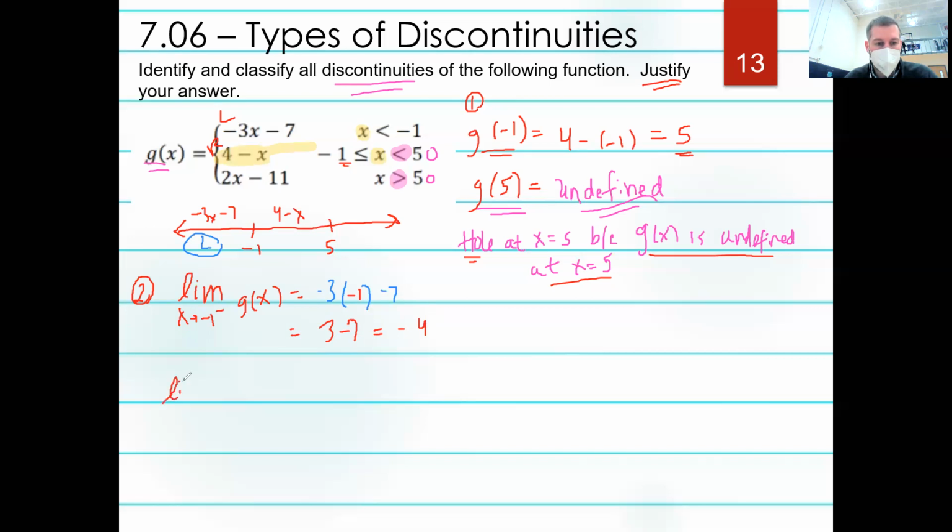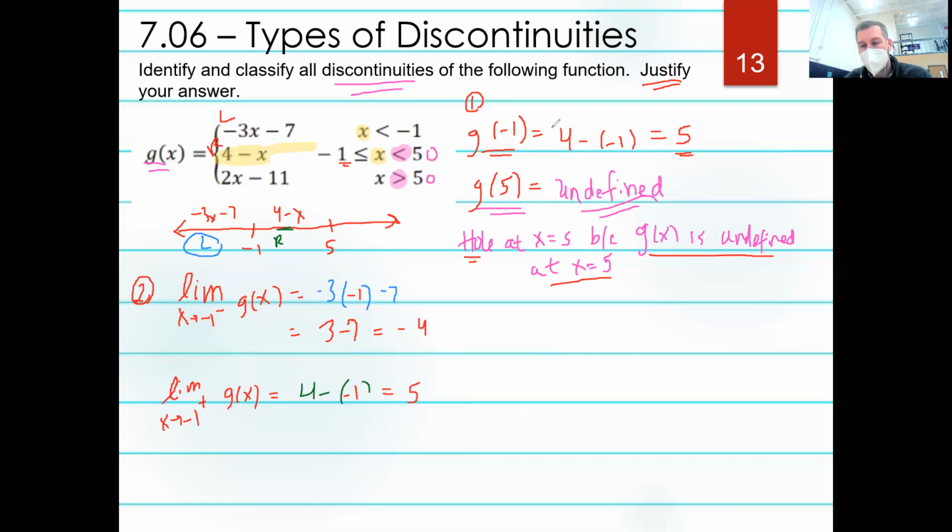Now let's do the right. Let's find the right-sided limit to see if we have maybe a jump or removable discontinuity or what's happening. Got g of x there, and we're going to take the right-sided limit. That's to the right of -1, so that's going to be 4 minus our x value. Our x value is still going to be -1. That's the same function we used up above. That's going to be 5.